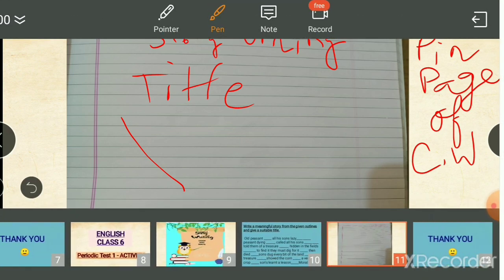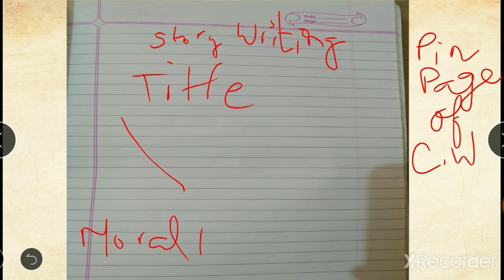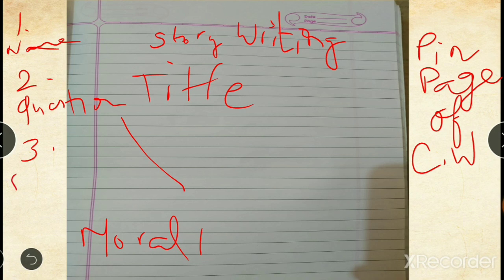Is this clear to you all, how you are going to write? I'm saying it again. First page, your name, class, roll number, etc. Second page, your question. And on the third page your story should be there. Clear?